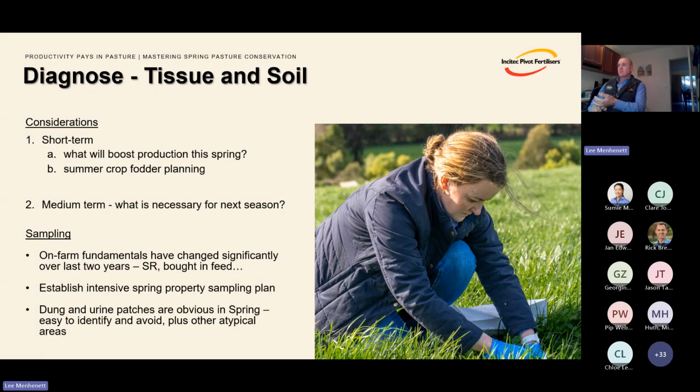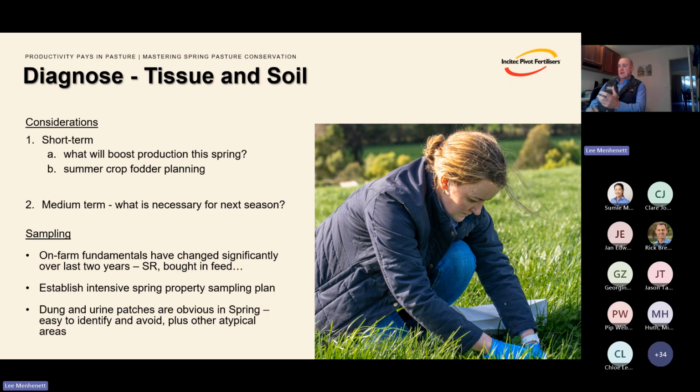So the actual removal of nutrients and the nutrient movement within the farm has changed based on those 2 points. So our strategies that we've employed previously around nutrients and fertilizers are potentially changed a little bit. So we need to think about that, and we need to really use an intensive spring property sampling plan to get a good handle of where we are, so that we can make sure that we're maximising our fertiliser spend, maximising the outcome of our fertiliser spend in the next few months.